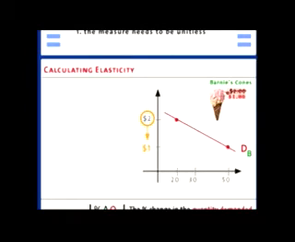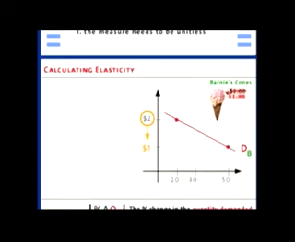This means that the fraction that compares price and quantity will always have a negative value. So we put the absolute value bars around this fraction to get rid of the negative sign. That way, the elasticity measure is always a positive number.